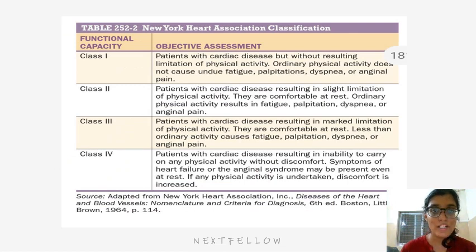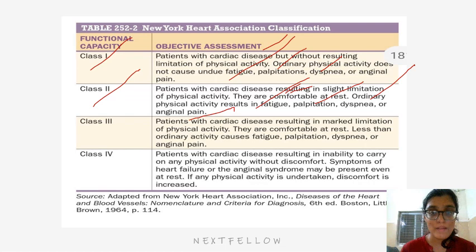So coming to the NYHA classification. Class 1 is patients with cardiac disease but without resulting limitation of physical activity. Ordinary physical activity does not cause undue fatigue, palpitation, dyspnea, or anginal pain. Class 2 is patients with cardiac disease resulting in slight limitation of physical activity. They are comfortable at rest. Ordinary physical activity results in fatigue, palpitation, dyspnea, or anginal pain.